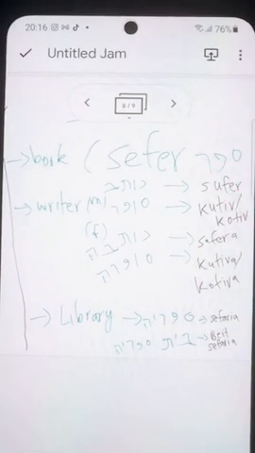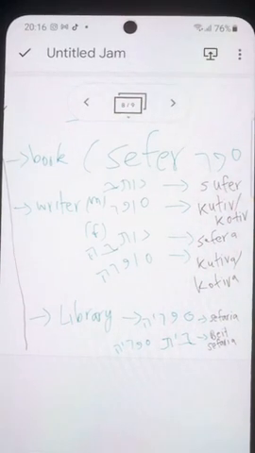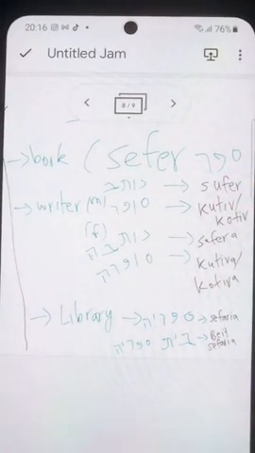The last two. Maktub, which means written, not only letter, but also written. Written as in the book has been written. الكتاب مكتوب, the book has been written. And then the last one is to order.